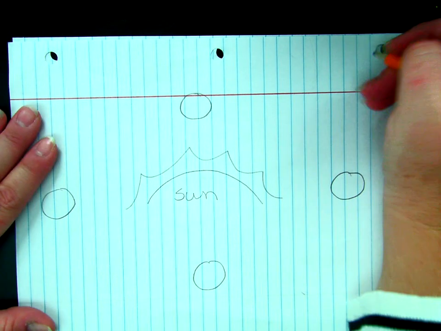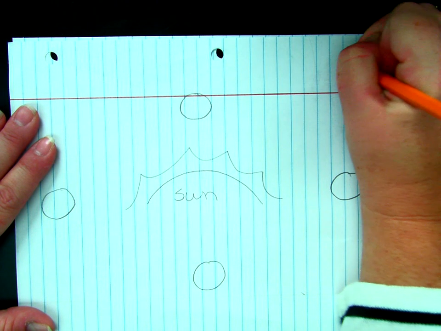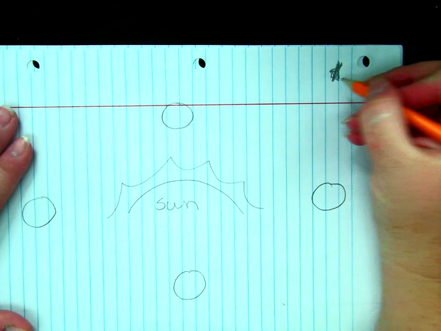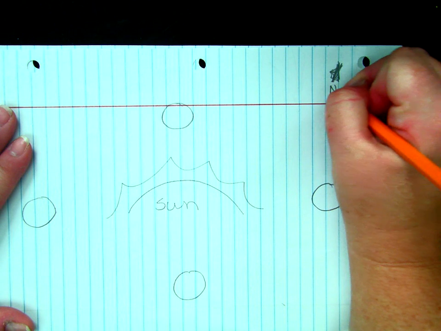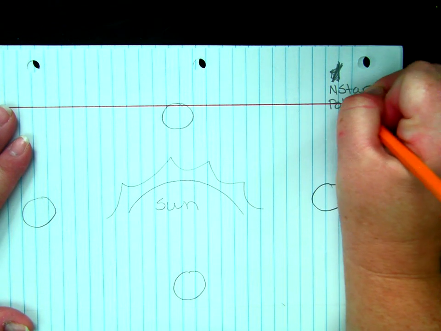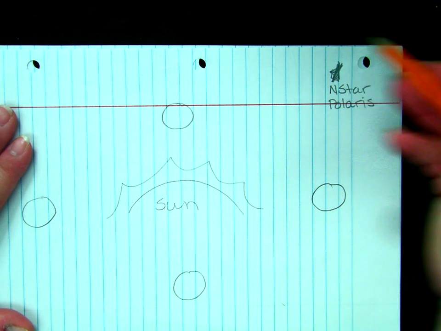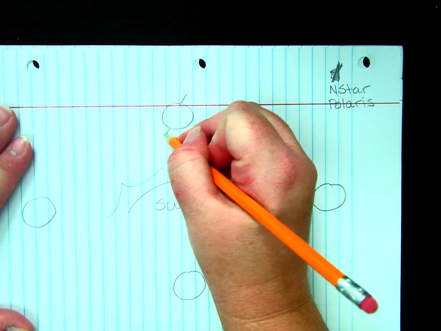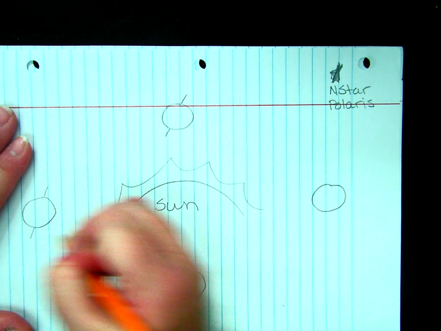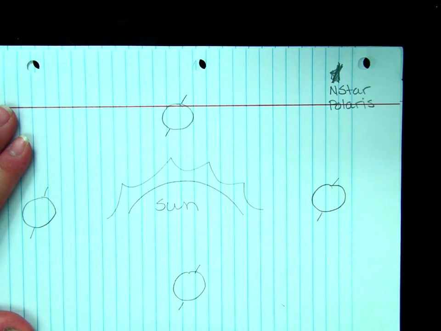Now, when we draw models, one thing we've got to look at is where the tilt of our Earth is facing. A lot of times, we base the tilt of the Earth on the North Star. The North Star has its real name, Polaris. So in this case, the North Star is over here to the right. So we are going to put our tilt facing the right. So we've got our tilt in.